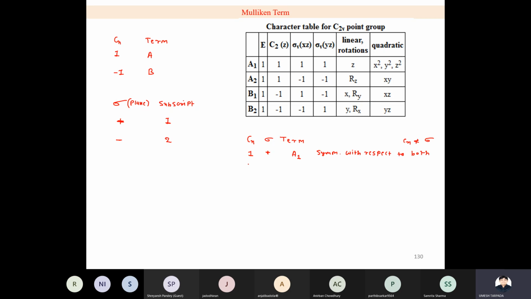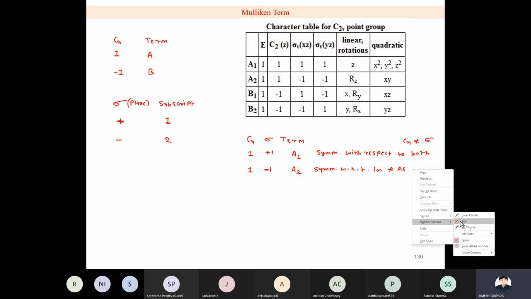Now see, if you have Cn is 1 and sigma plane is minus sign, -1, then what is the term? A2. It is A2. So we can say that it is symmetric with respect to Cn axis and asymmetric with respect to sigma plane. Okay, it is asymmetric with respect to sigma plane. This is the interpretation.